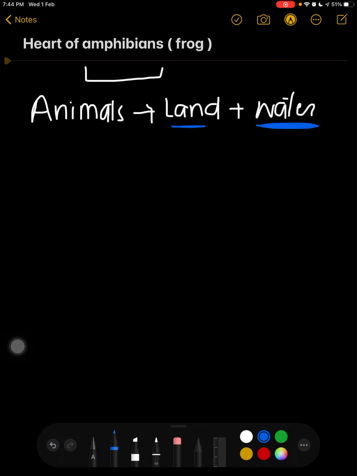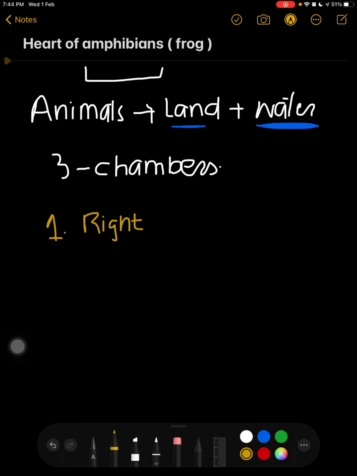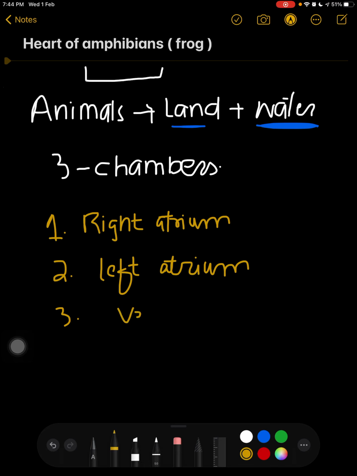So basically, let's discuss the heart of amphibians. They have three chambers. Their hearts have three chambers, right? So let's name these chambers. Basically, first is their right atrium. Second is left atrium, and third is ventricle, right?